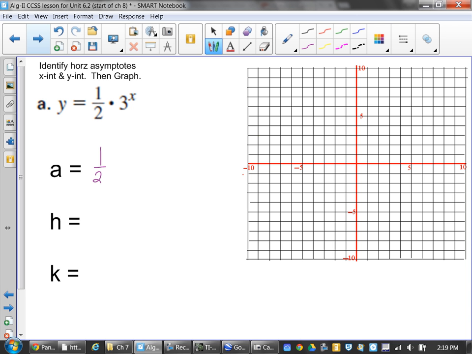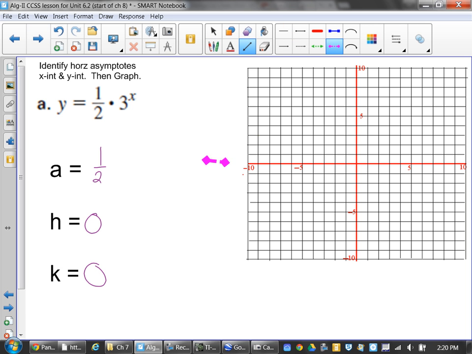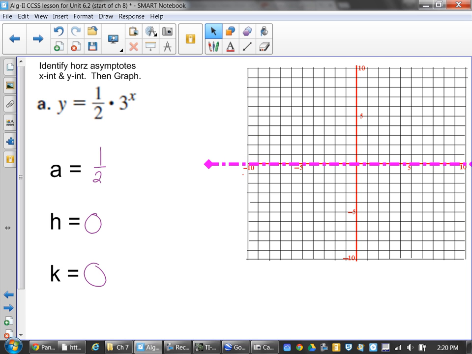Do we agree that this is a parent function? There's no H and no K, so there's no shift to worry about. Since there's no shift to worry about, where's your horizontal asymptote? It's zilch, which is otherwise known as 0. So we know we have a horizontal asymptote at y equals 0. Where's my y-intercept? It's at 1/2.